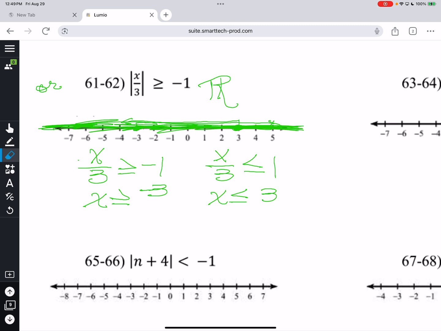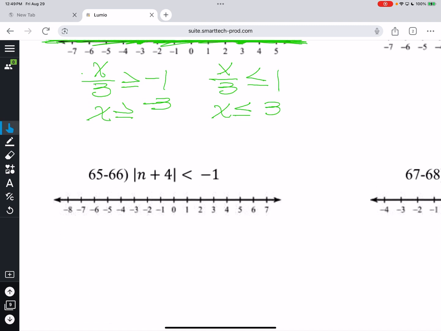Now, look at 65, 66. What kind of numbers are less than negative? Less than negative. More negatives. And can we ever have negatives for an absolute value? No. So this should give us no solution. Because it is an and.